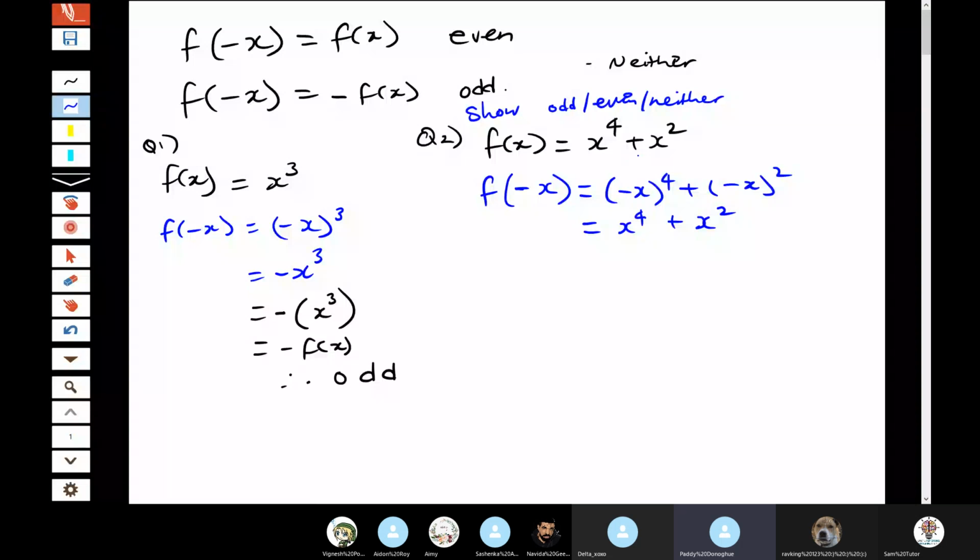So it's even. It's the original, so you have to write equals f of x, because you have to essentially prove it. If you're going to say it's even or odd, you've got to write it like that. So that's why I've written f of negative x equals f of x. Therefore, what you just said. Good work.